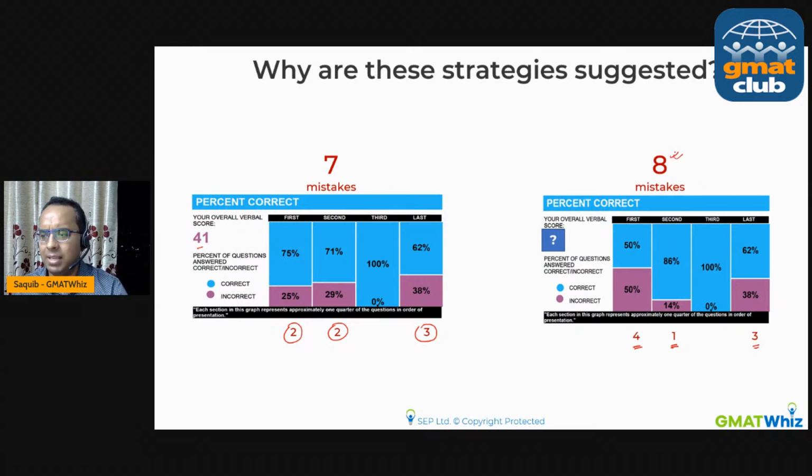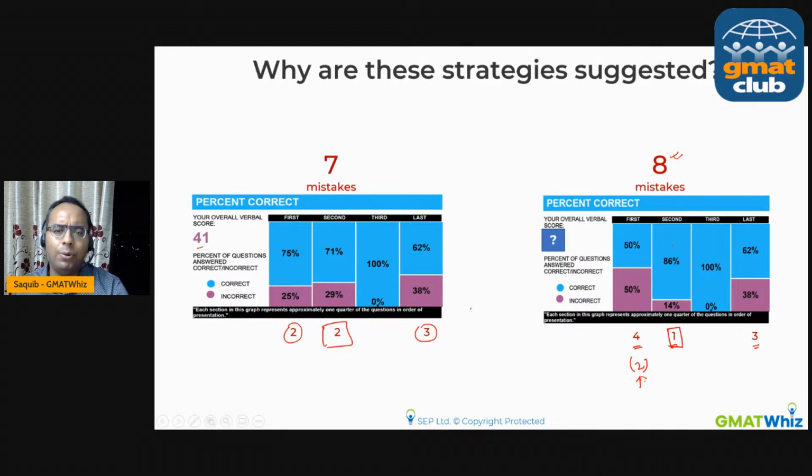Okay, just eight mistakes, nothing more, nothing less. And the only difference between these two ESRs, if you notice, is that the student got two more incorrect in the first quarter. That's the major difference. Apart from that, there's not a lot of difference. In fact, in the second quarter, the student did well. They just got one wrong compared to the student who got two wrong out here, right?